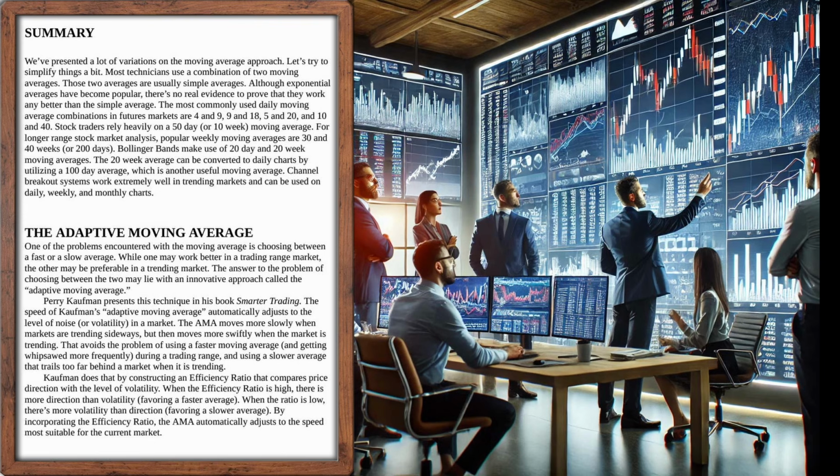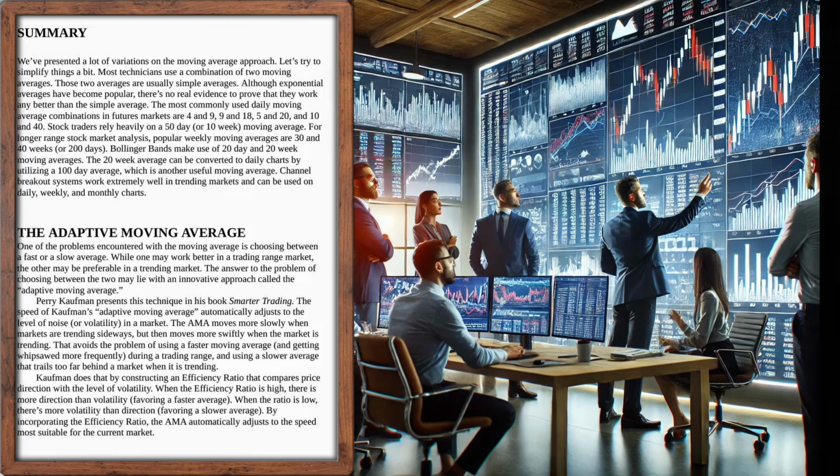That avoids the problem of using a faster moving average and getting whipsawed more frequently during a trading range, and using a slower average that trails too far behind a market when it is trending. Kaufman does that by constructing an efficiency ratio that compares price direction with the level of volatility. When the efficiency ratio is high, there is more direction than volatility, favoring a faster average. When the ratio is low, there's more volatility than direction, favoring a slower average. By incorporating the efficiency ratio, the AMA automatically adjusts to the speed most suitable for the current market.